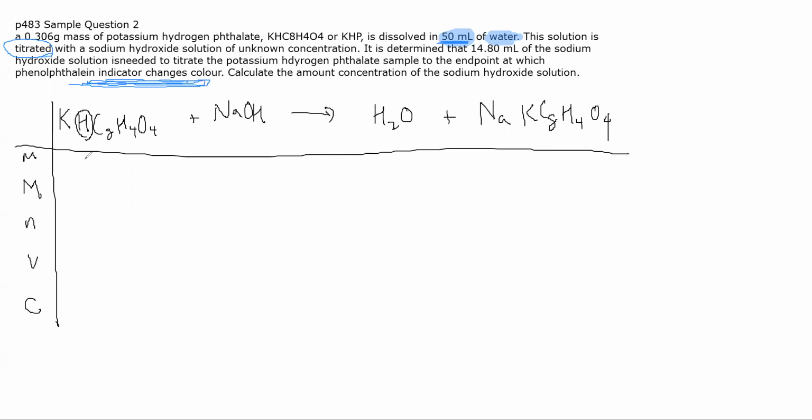All right, I have 0.306 grams of this, dissolved in 0.05 liters. It creates 0.05 liters of solution. It is titrated, where I do not know the concentration of hydroxide. I would use 0.01480 liters of it until it's perfectly neutralized. Calculate the concentration of sodium hydroxide. This is what I'm looking for.